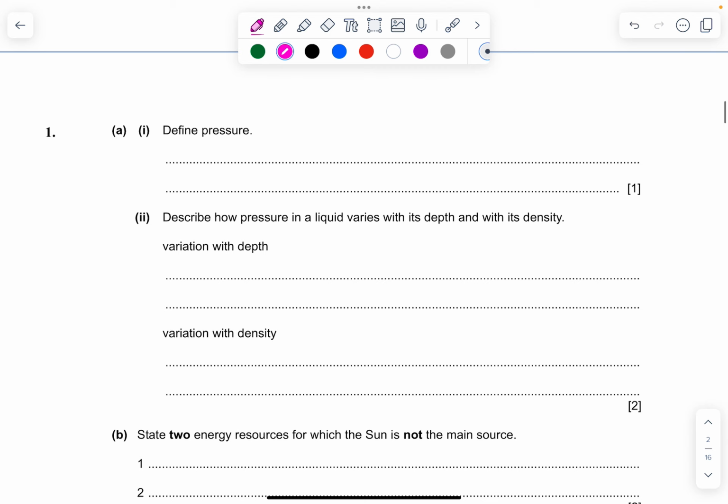So, first question, define pressure. What is pressure? Pressure is force applied per unit area. So we are going to write: force applied per unit area is called pressure.